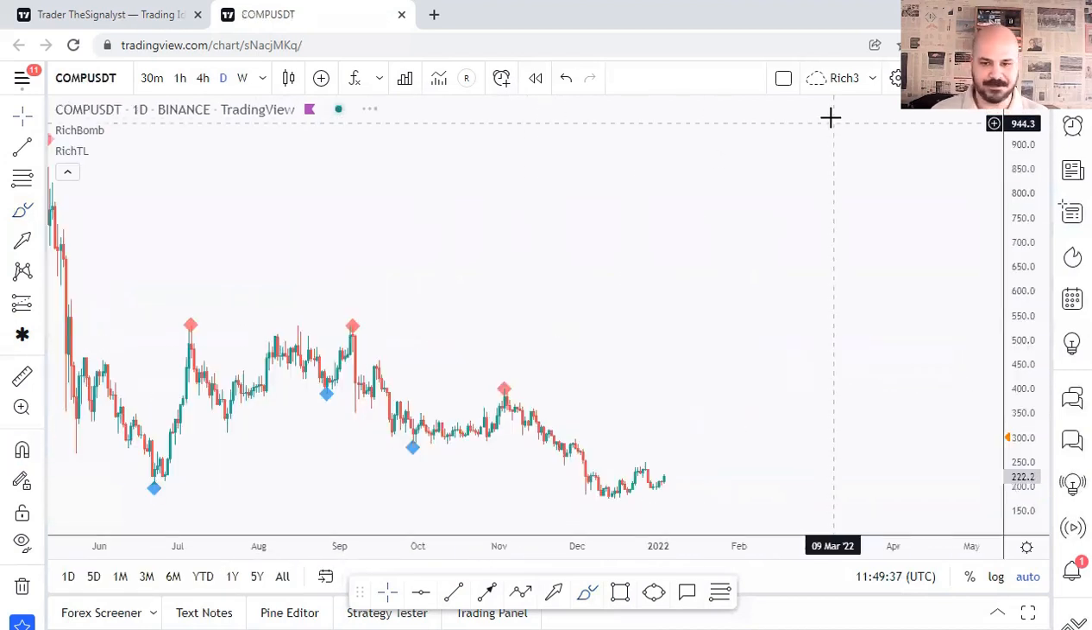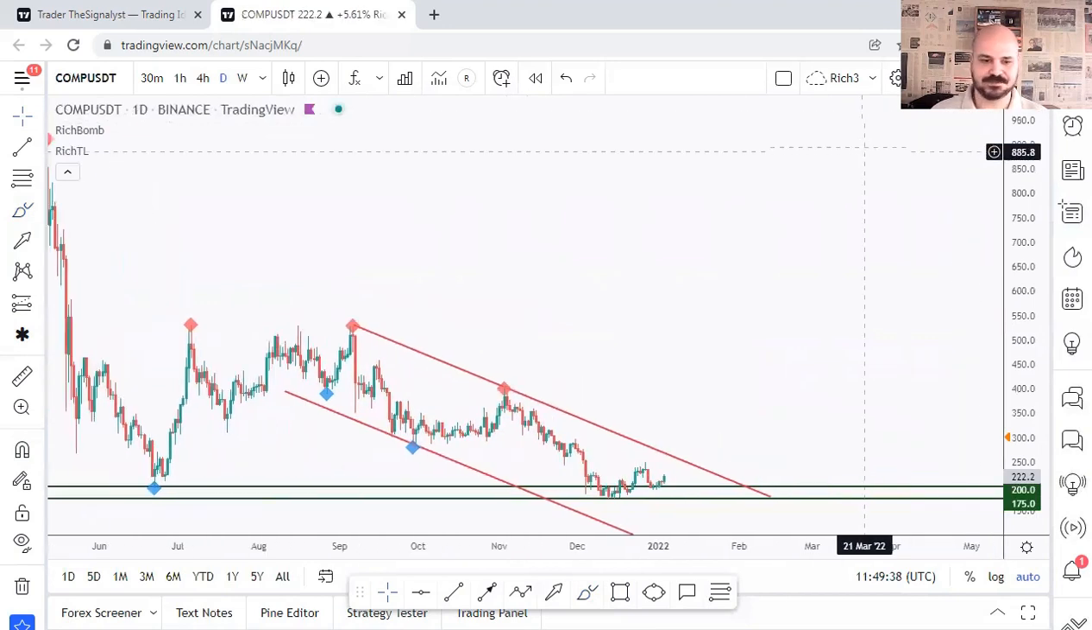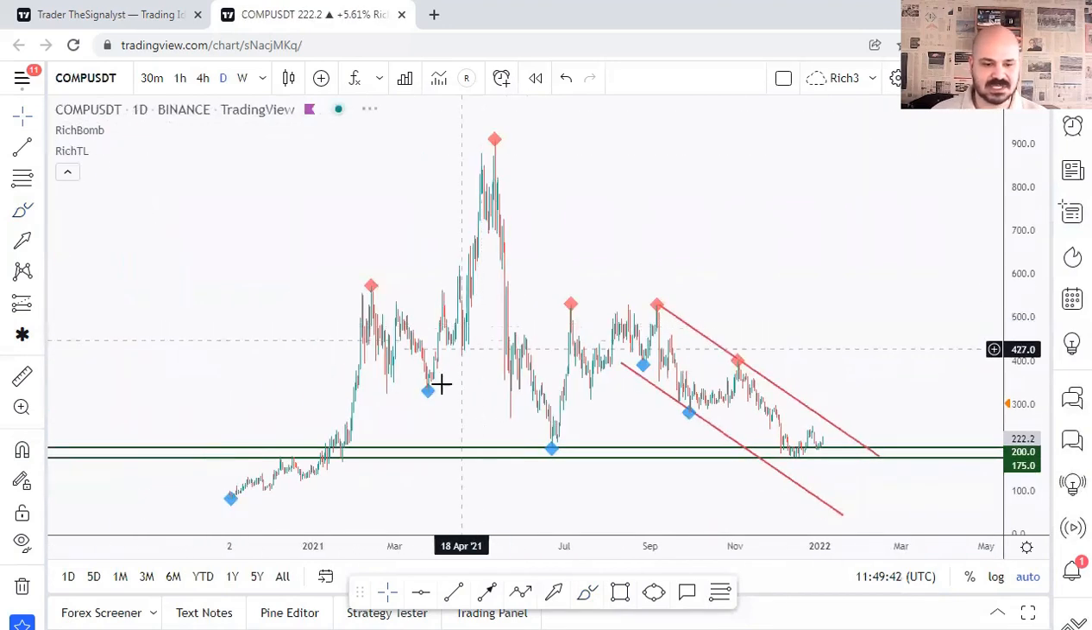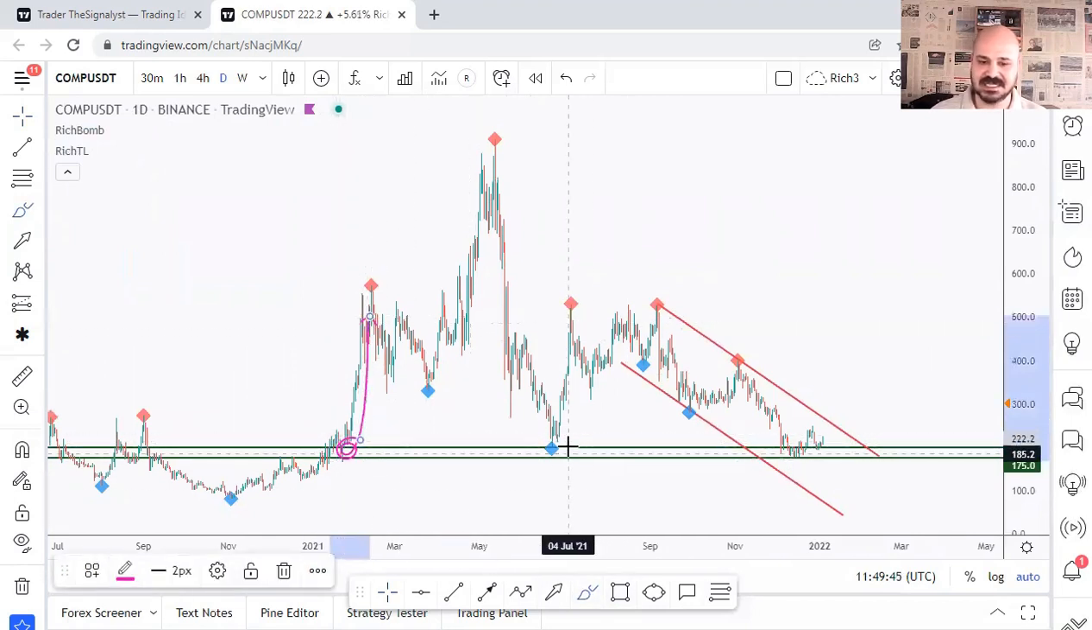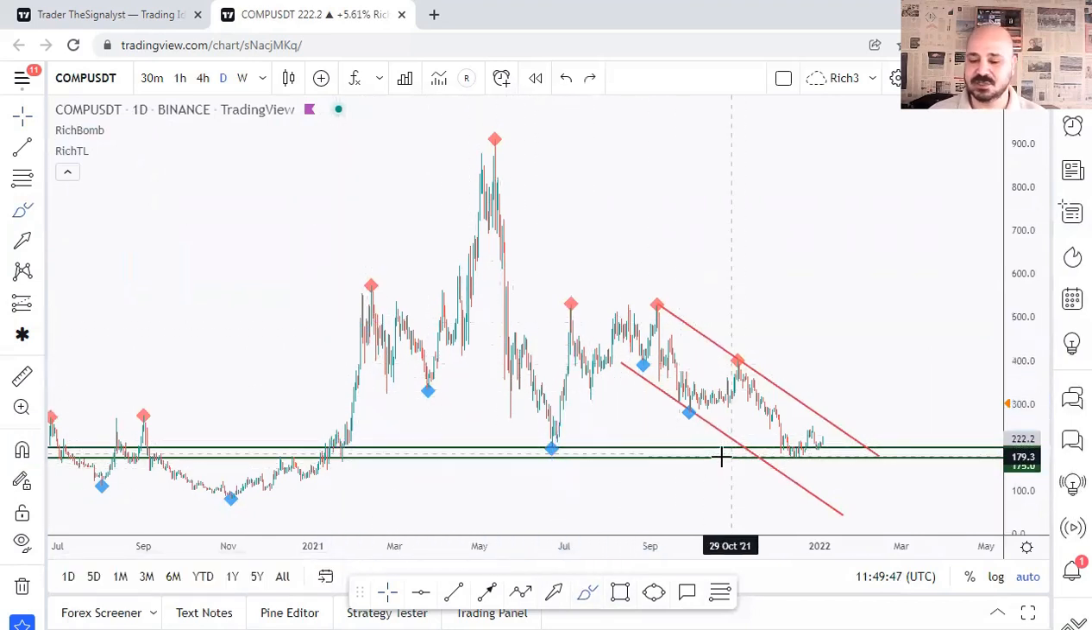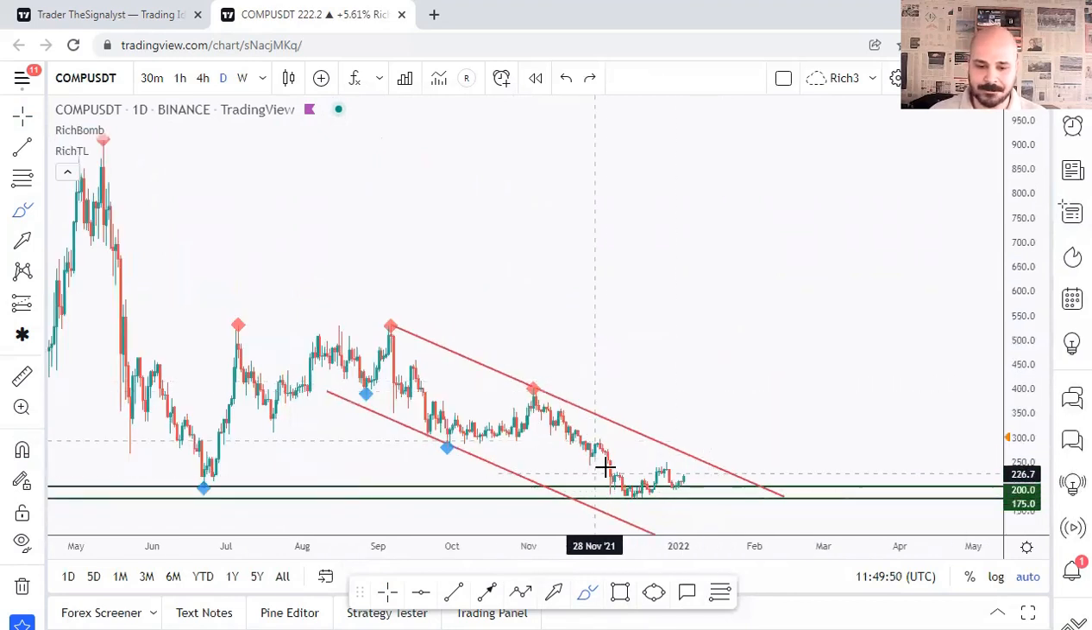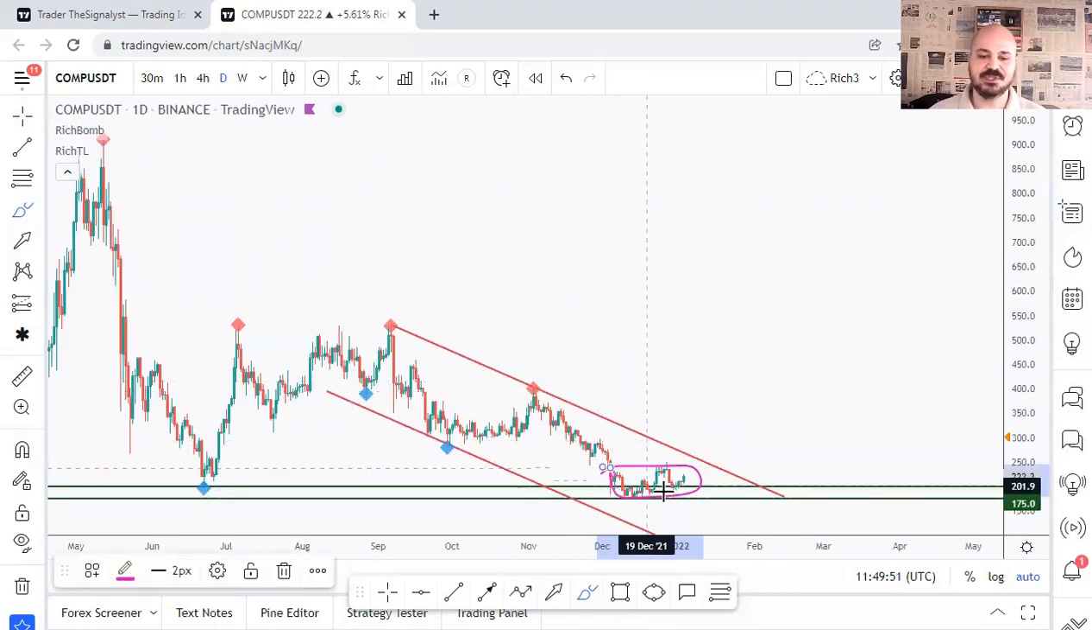On COMP, here we go. This is our last one, I guess. Again, just like the previous ones, approaching a very strong support area. It was acting as a demand previously, then price rejected it. Again, it's also the round number 200. This is also from a medium-term perspective.